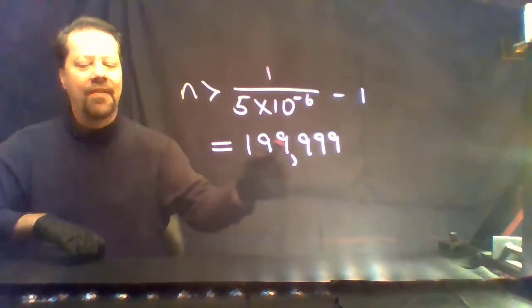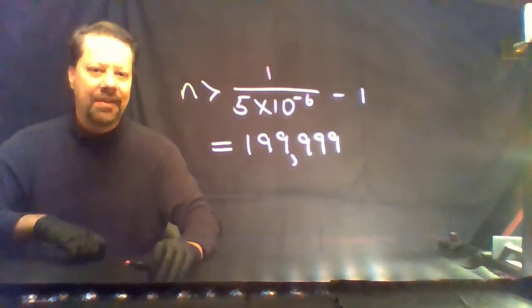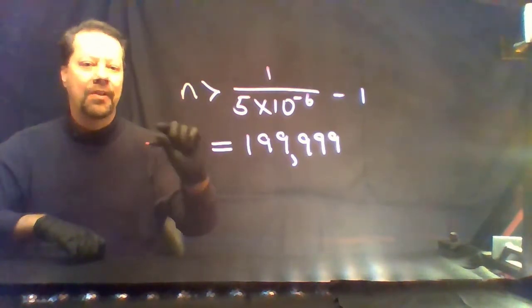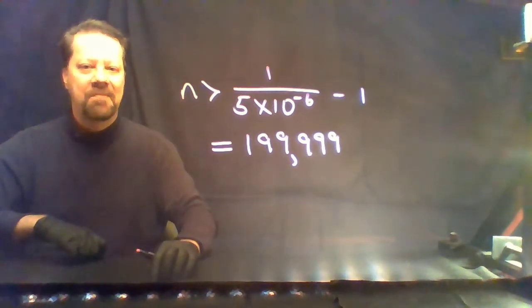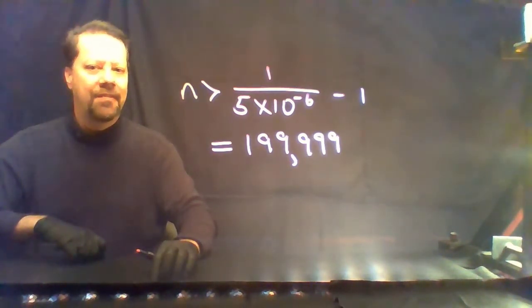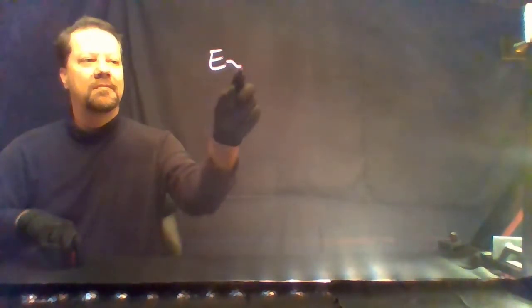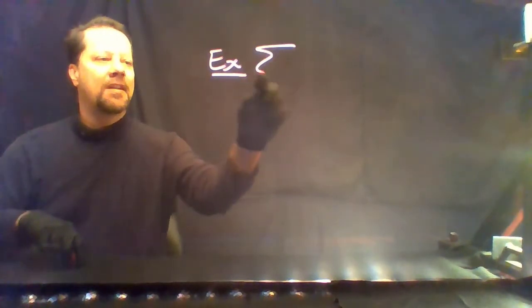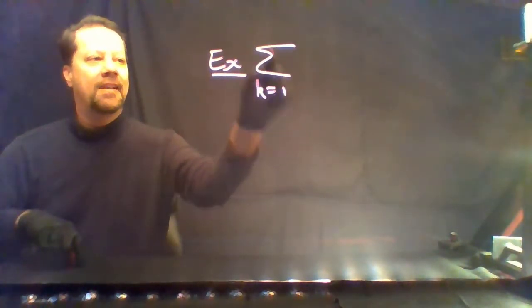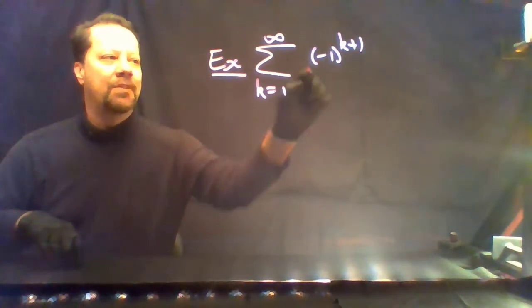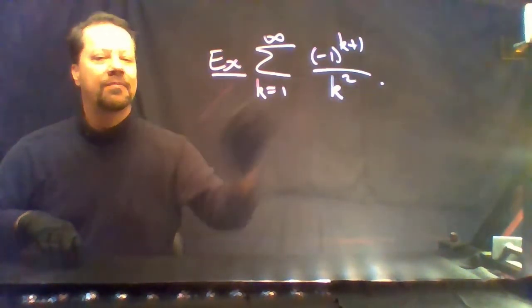So you can see on this particular alternating series, you have to add a lot of terms before you can get 5 decimal place accuracy. That's not true for all of them, though. As another example, consider the sum as k goes from 1 to infinity, negative 1 to the k plus 1 divided by k squared.